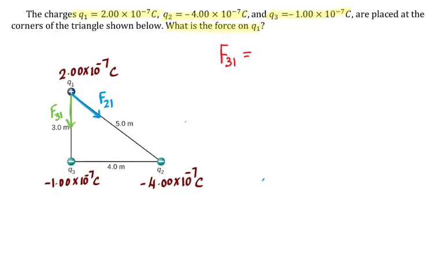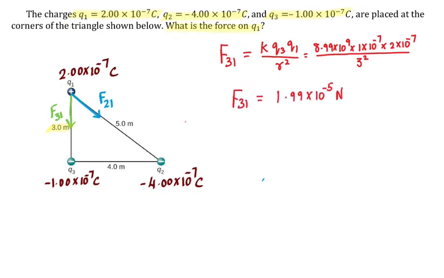Using Coulomb's law, we can find F31, which will be K Q3 Q1 over R square, and R, we can check on the diagram. R is 3 meter, we can substitute that, and all the other values we can get from the problem. That value will come out as 1.99 times 10 to the power negative 5 Newton.